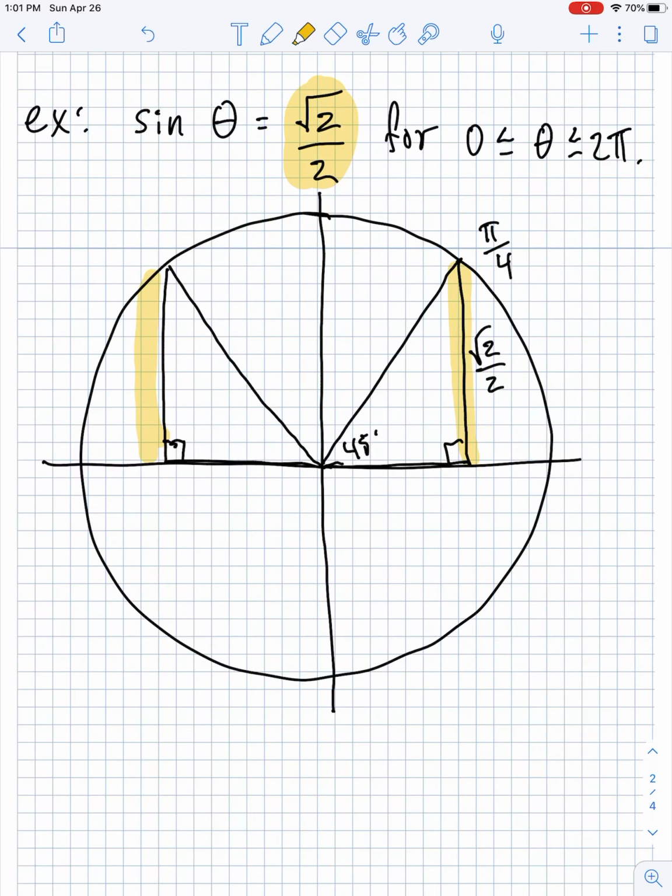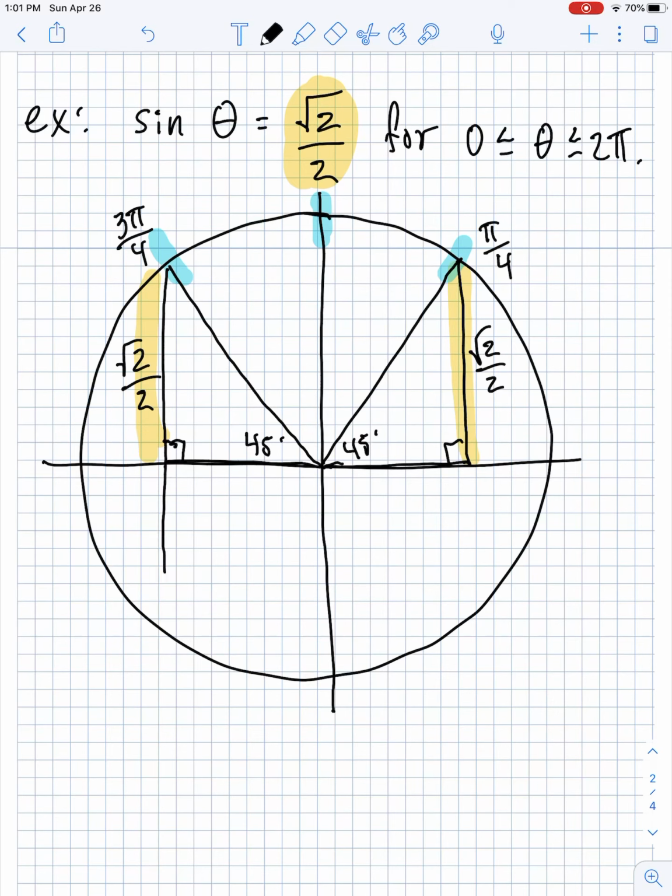So counting by, let's do a different highlighter color, pi over 4s. This is 1 pi over 4, 2 pi over 4, and 3 pi over 4 right here. So, guys, another answer, 3 pi over 4. Because this is another triangle with a reference angle of 45 degrees where the height is going to be root 2 over 2.